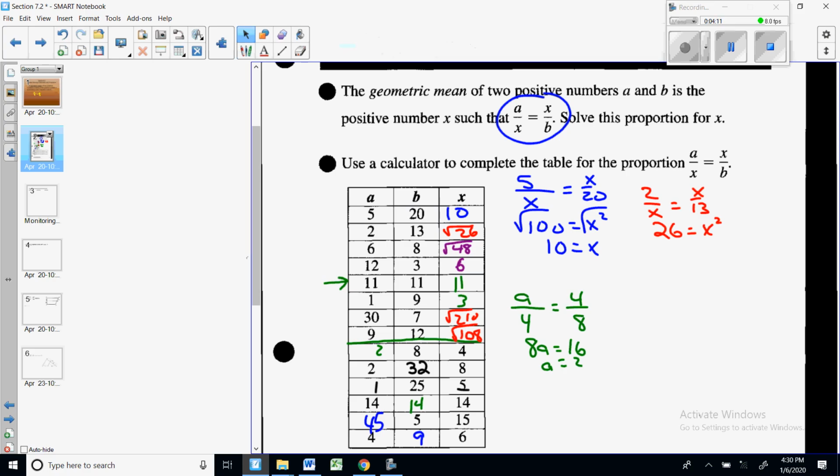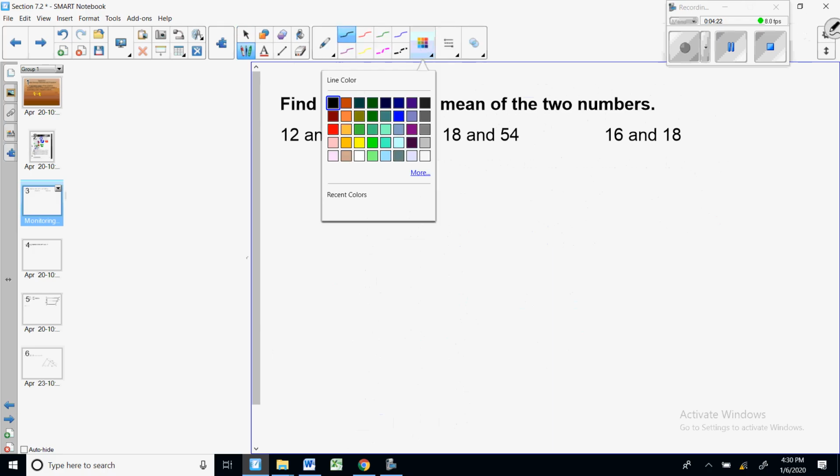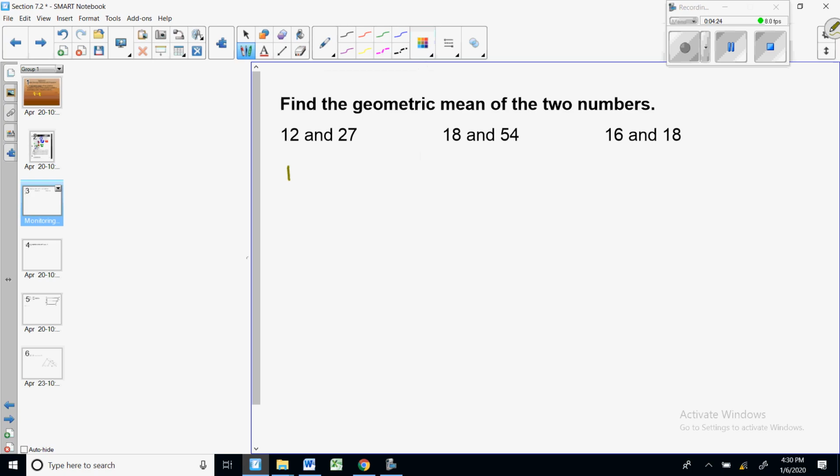Okay, so we're going to flip over to the back page of our notes, and start by taking a look at these problems. We want to find the geometric mean of 12 and 27. We take 12 times 27, and that is 324. So x squared is 324. We take the square root of that, and our value for x becomes 18.